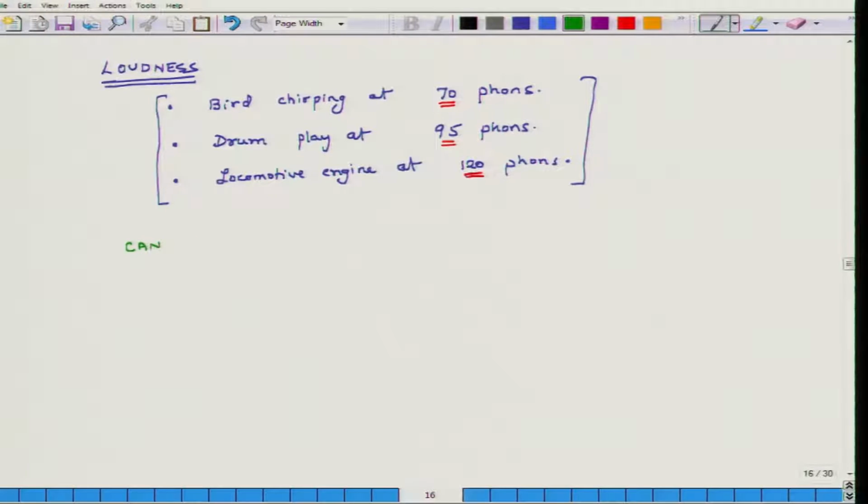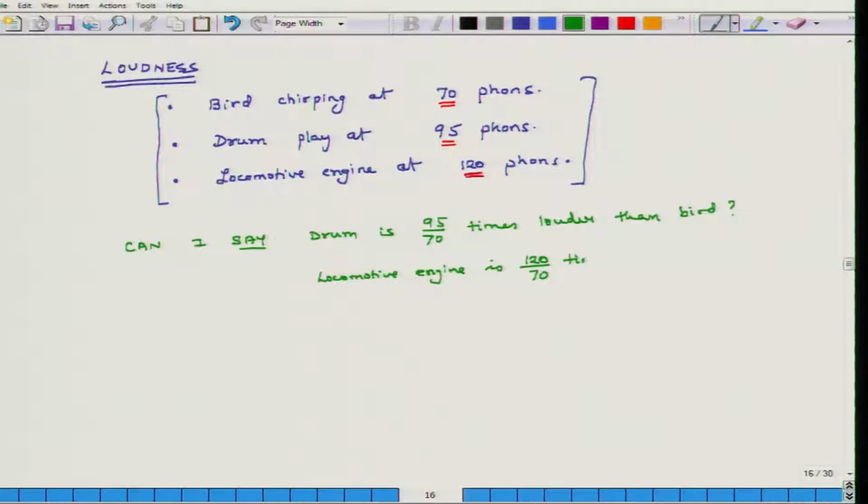But can I say that the drum is 95 by 70 times louder than the bird? That we do not know. We have not explained that if the difference is 25 fons, how much louder is sound A versus sound B. I can also not say that the locomotive engine is 120 by 70 times louder than the bird.